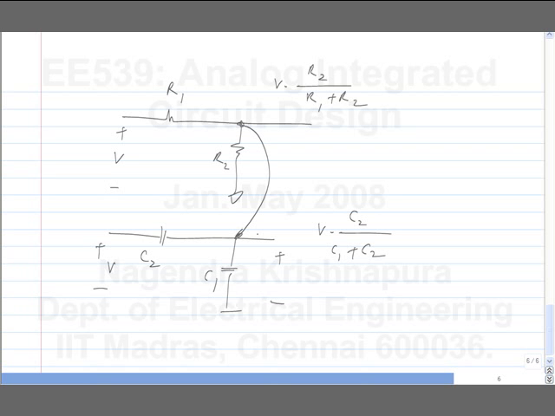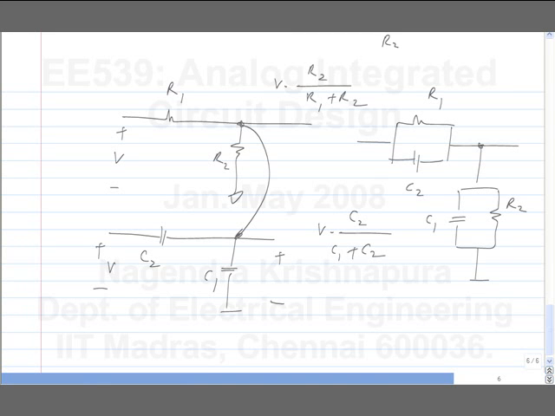Is this okay? Have you seen a circuit like this? Of course, I am assuming that R2 by R1 plus R2 is C2 by C1 plus C2. Under these conditions, the ratio between these two is independent of frequency. Where will you use this circuit? So this is what is used in an oscilloscope. Okay. This is actually a very useful circuit.